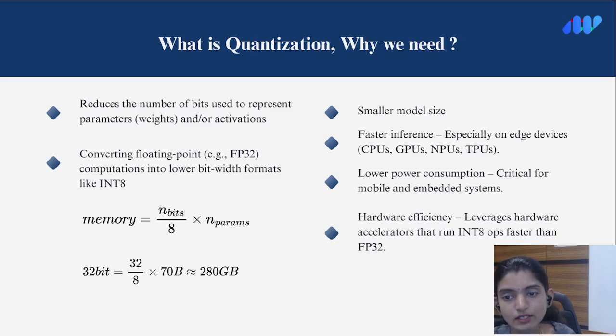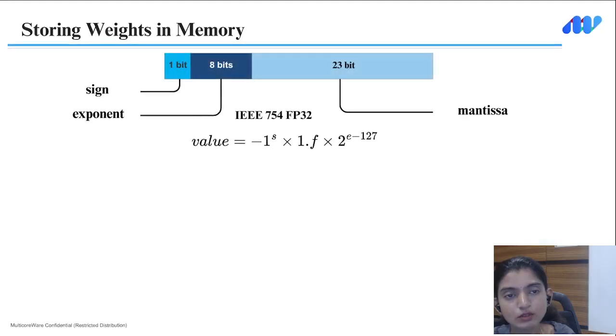Let's see how we can represent float 32 in memory. This is the standard IEEE 754 float 32 format. The first bit is the sign bit, which says whether the number is positive or negative. Then comes 8 bits for the exponent, which is actually the scale of the number. It is stored using a technique called bias. Here the bias is 127, to store both positive as well as negative values.